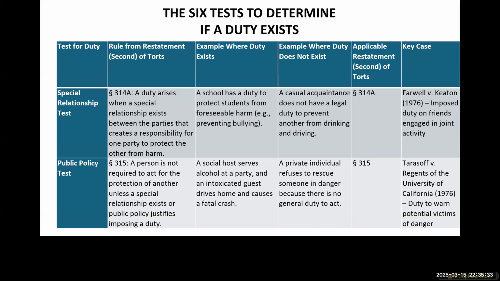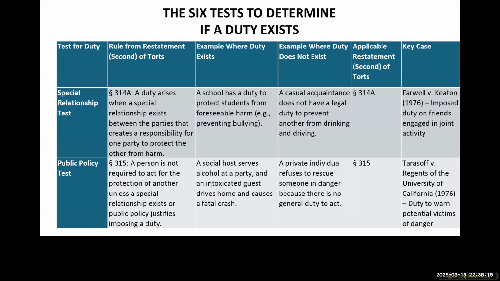The Farwell v. Keaton case is a perfect example. In this test, we're looking at, does the law impose a duty based upon the nature of the relationship? Does the law impose a duty based upon the relationship? Well, like what? Like a doctor-patient relationship? Like an employer-employee relationship? Like a business owner to customer relationship? Like a carrier to passenger relationship? Like an innkeeper to guest relationship?